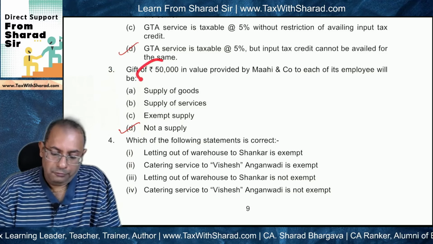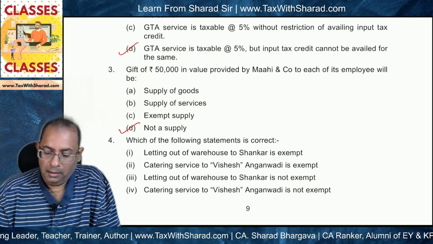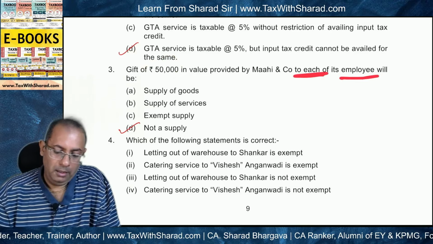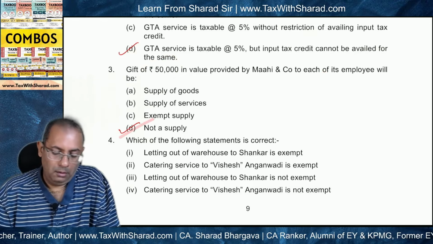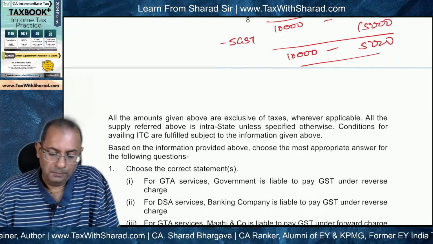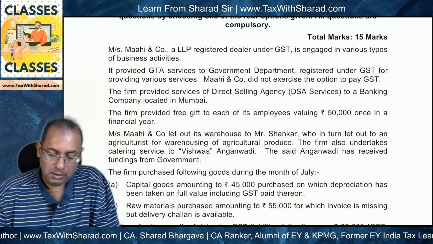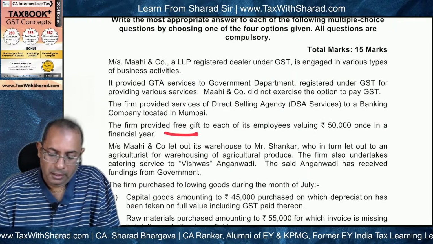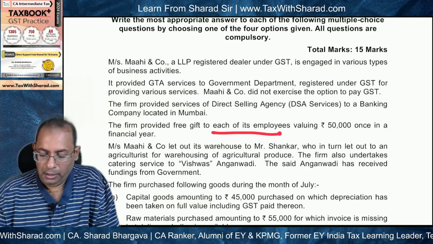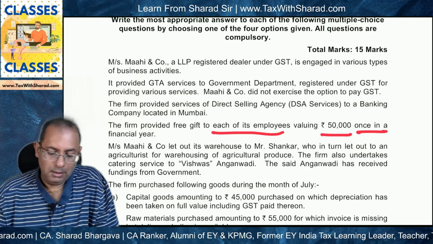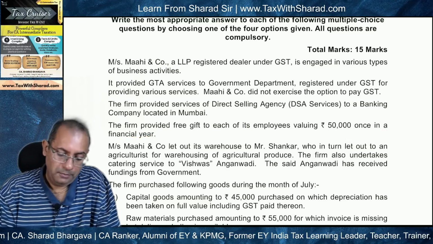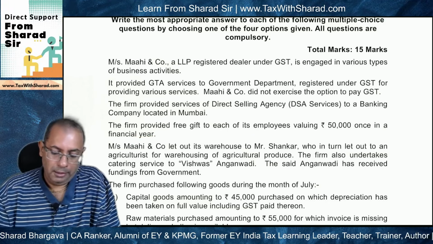Next one, a gift of 50,000 in value provided by Mahi and Company to each of its employees will be what? Will not be a supply. This is the correct one. So what does the question say? The firm provided a free gift to each of its employees valuing 50,000 once in a financial year. Okay, so this is the case of a gift.